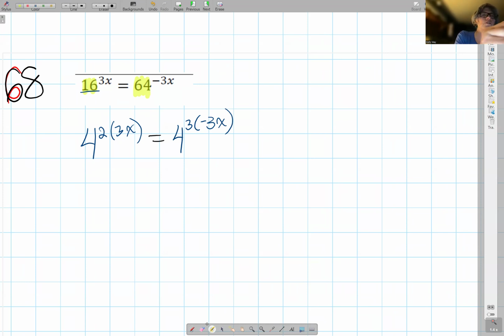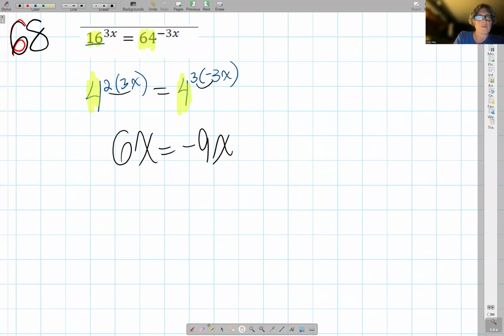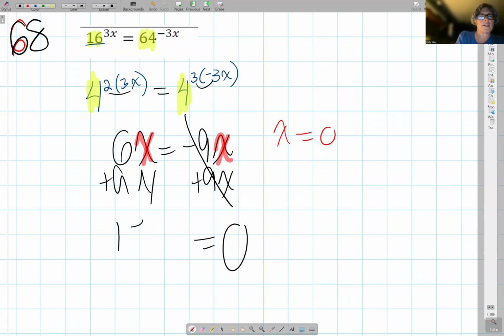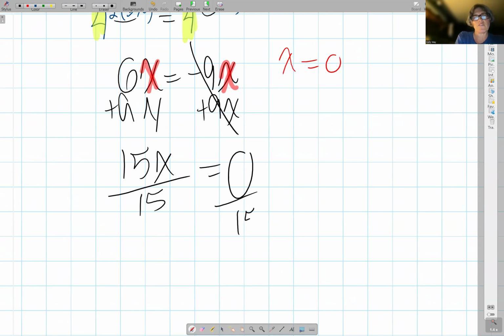Now that your bases are the same, you can do this. 2 times 3, 6x, negative 9x. Now, you should be able to see from here that the only way to make this a true statement is x equals 0. But if you need to take it one more step, we're going to add 9x, so that cancels. We got 0 on this side, 15x over there, and of course, divide by 15, and x still equals 0.